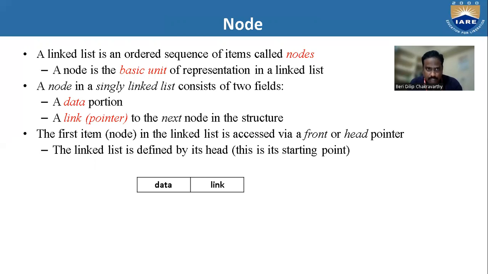Finally, a node is the basic unit of representation in a linked list. In a linked list, you represent the data in the form of nodes only. If you observe a general example, a train first consists of an engine followed by many compartments.